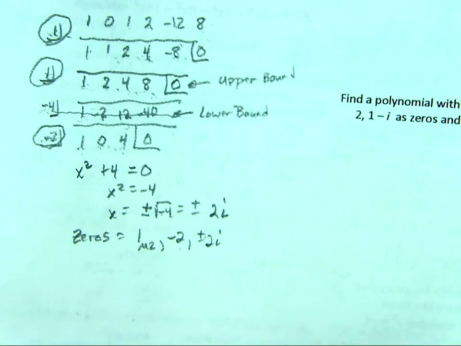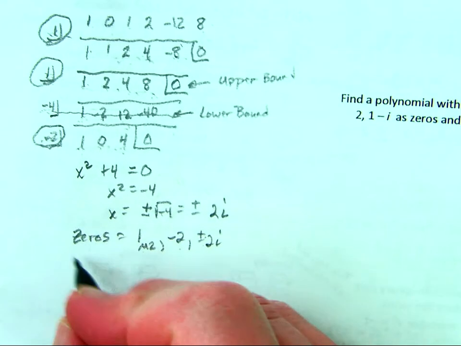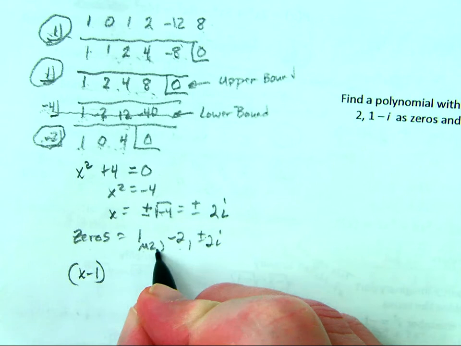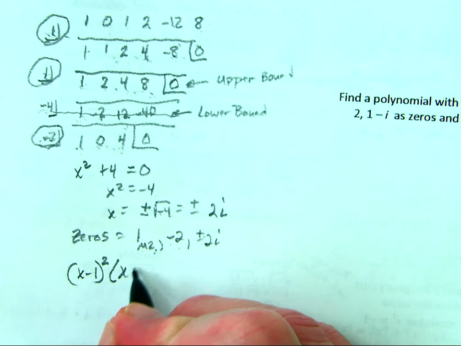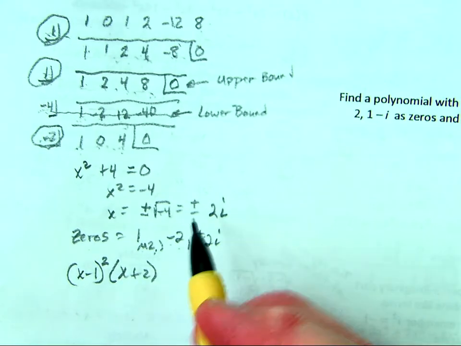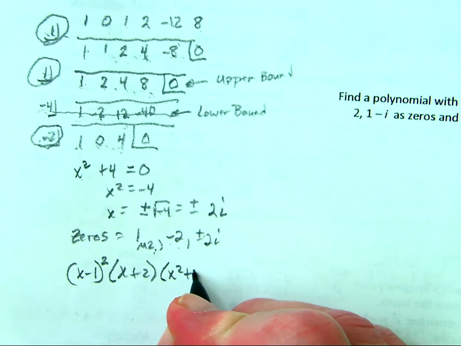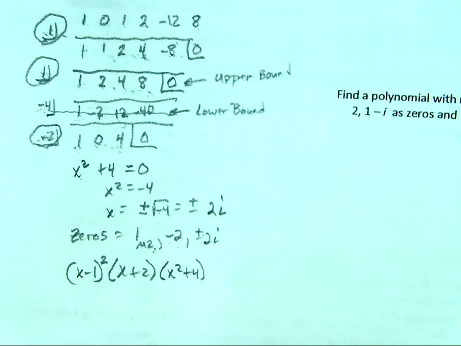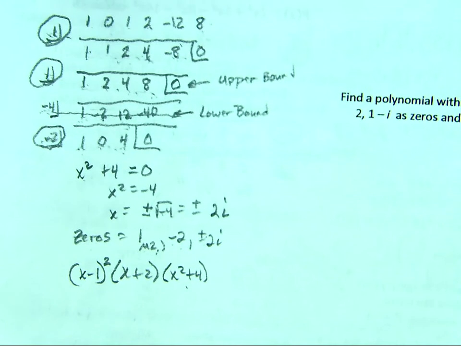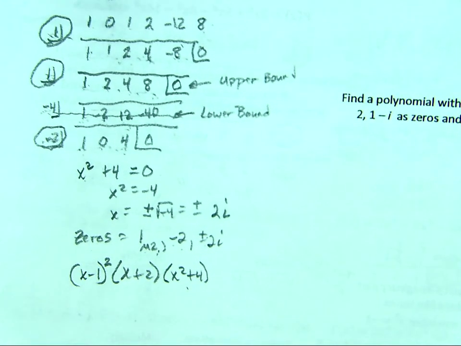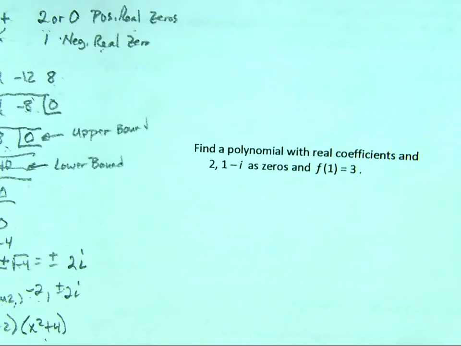Sometimes you might be asked for the factors. If that's the case, just take x minus each one. So if 1 is a zero, that's x minus 1. Since its multiplicity is 2, it's squared. Here, that's x minus a negative 2, that's x plus 2. And here, since we ended up with x squared plus 4, let's leave that as x squared plus 4. Let's not put x plus 2i and x minus 2i. You could, but you're better off listing it as x squared plus 4. So that's finding the zeros. Again, really nothing different than what we did before, except we ended up with an i in our answer.